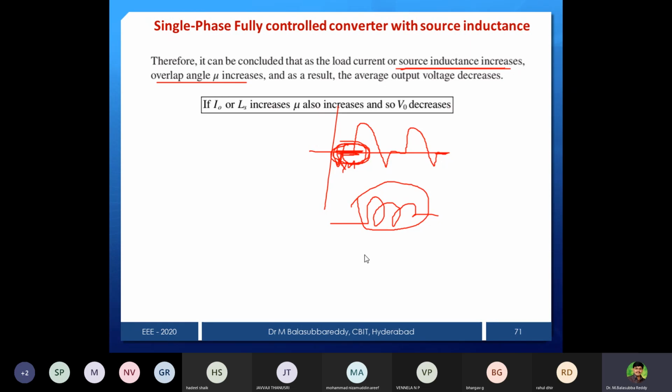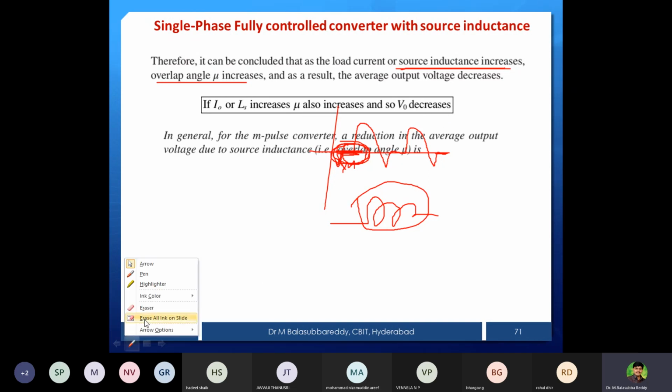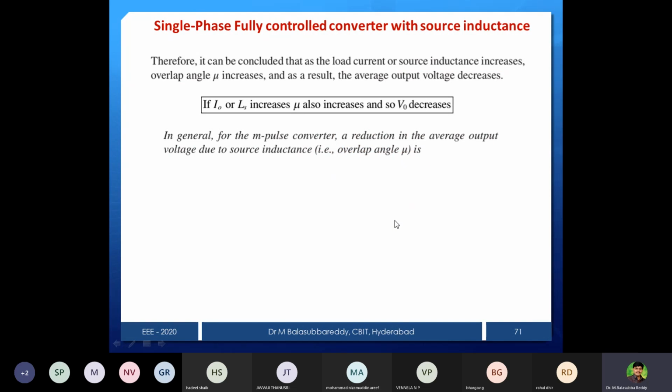Now, we can see that's what I mentioned here. If I naught or Ls increases, or load current increases also, the inductor has to store more energy and dissipate it, it will take more time, and output voltage is going to decrease. And similarly, in general, what is the drop we can represent for different pulse numbers? Let's consider in this case a 2 pulse converter. What is the drop we got?